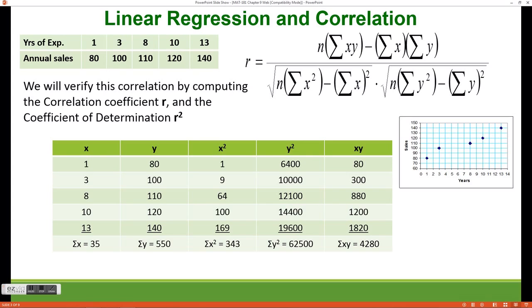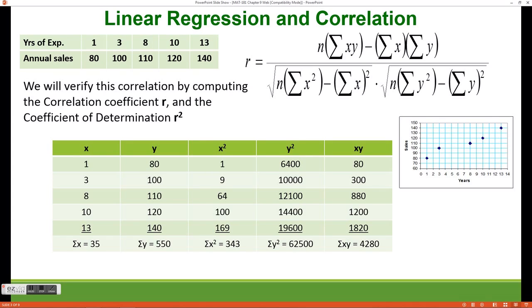A correlation coefficient of 0 would mean that the data was scattered and there was no relationship between the two variables. Here we can see that our data should have a positive correlation coefficient because as x increases, which is the years of experience, the sales also increase, which is the y variable. We should also expect it to be fairly close to 1, since the points seem to be in a fairly straight line.